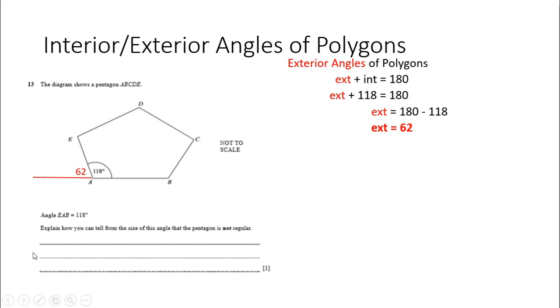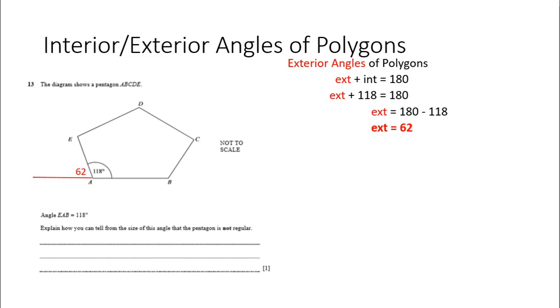Right, now this isn't quite answering my question just yet. I'm being asked, how can I tell from the size of the angle on the pentagon that it's not regular? That means that this angle, this angle, this angle, this angle, and this angle, they're not all the same.